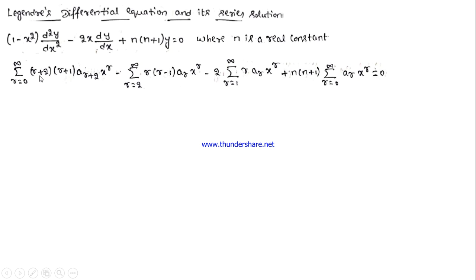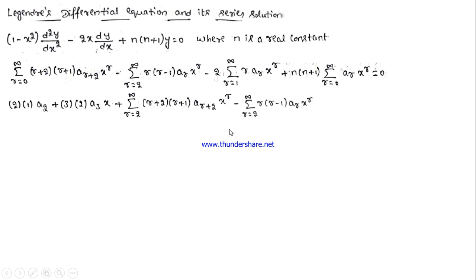Now if I put r equal to 0, I will get 2 into 1 into a2, and x power 0 is 1. That's our first term. Put r equal to 1, write this term 3 into 2 into a3 x power 1. Now from 2 to infinity I will keep the expression as it is, r equal to 2 to infinity, same expression. Here I don't want the first term, so put r equal to 1 and take it out. That gives minus 2 into 1 into a1 x power 1, and from 2 onwards it is kept as it is, minus 2 summation r equal to 2 to infinity r x power r.